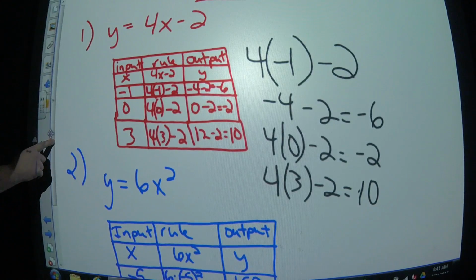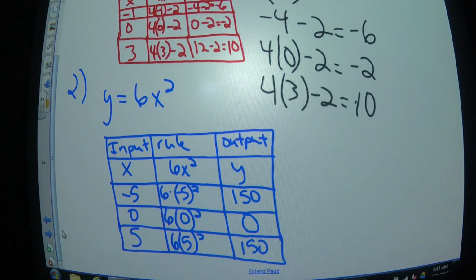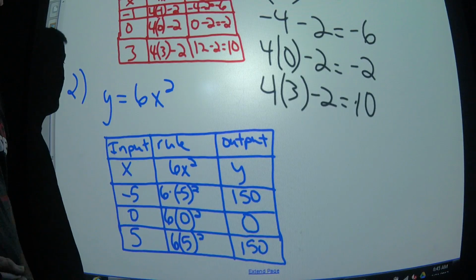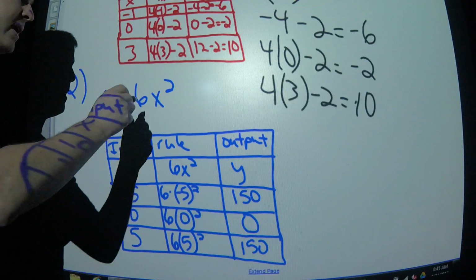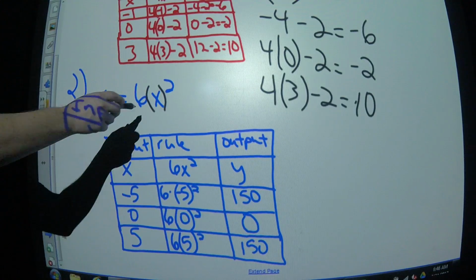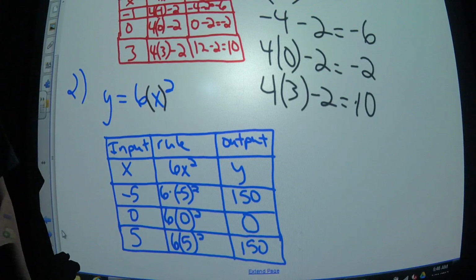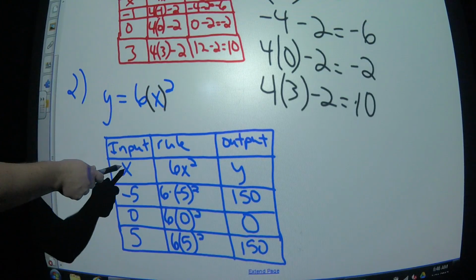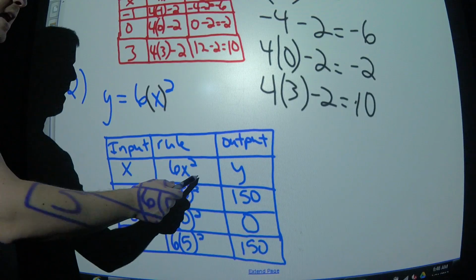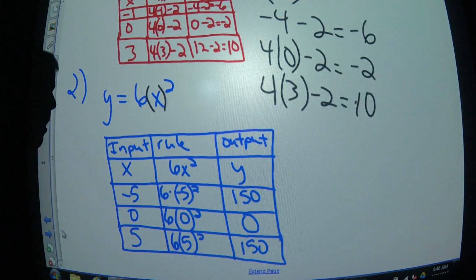Okay? So let's look at this one. Number 2. So y is equal to 6x squared. The only thing being squared here is the x. So you're plugging in x here, squaring it, and then multiplying it by 6. So looking here, you've got x, you're squaring the x, and then that would give you the output.